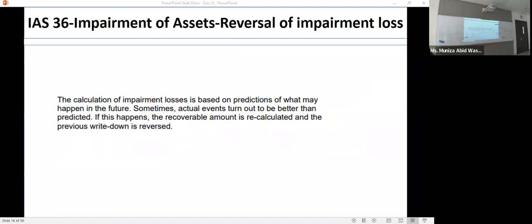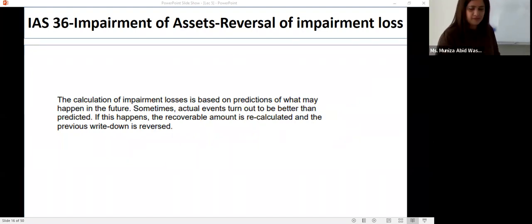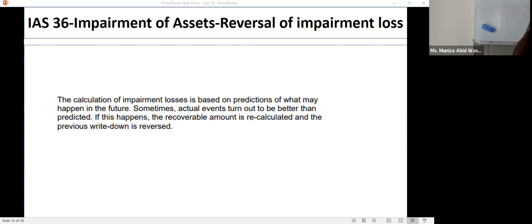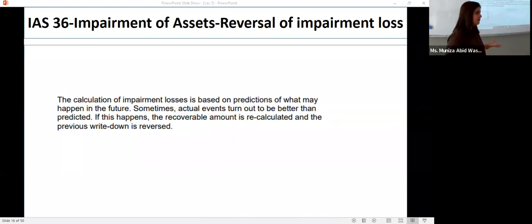Students, a very important concept in regards to impairment, and a little bit complex as well: that is impairment of the assets, reversal of impairment loss. As we have discussed earlier, impairment is just an estimation for the future. We see the indicators of impairment, and if there is an indicator, we write impairment loss in our books of accounts. But when we reach the future in actual, we might see that there is no impairment. In that case, we have to reverse the impairment loss.